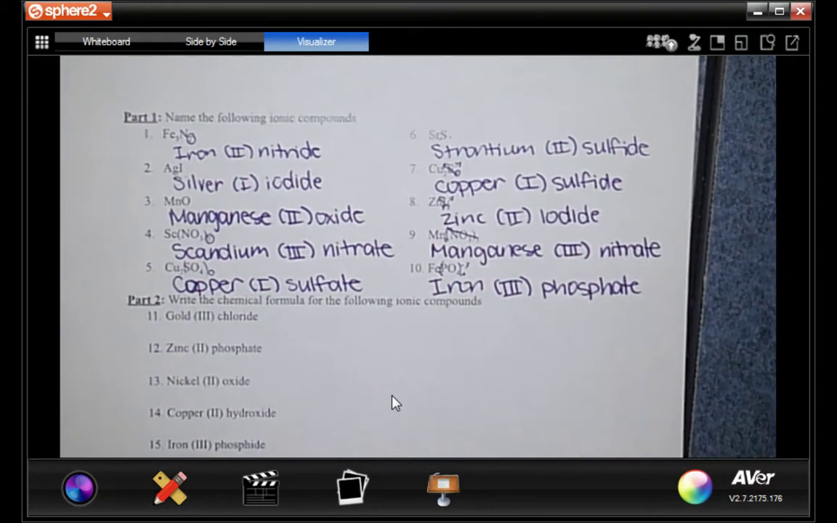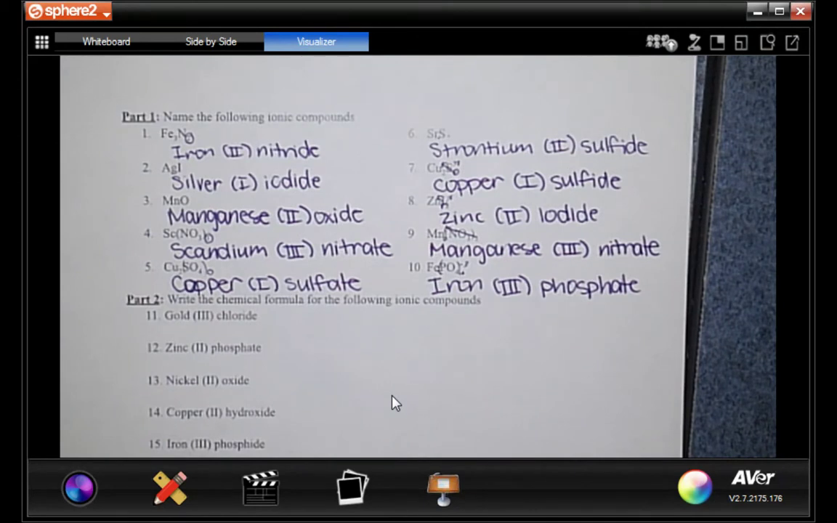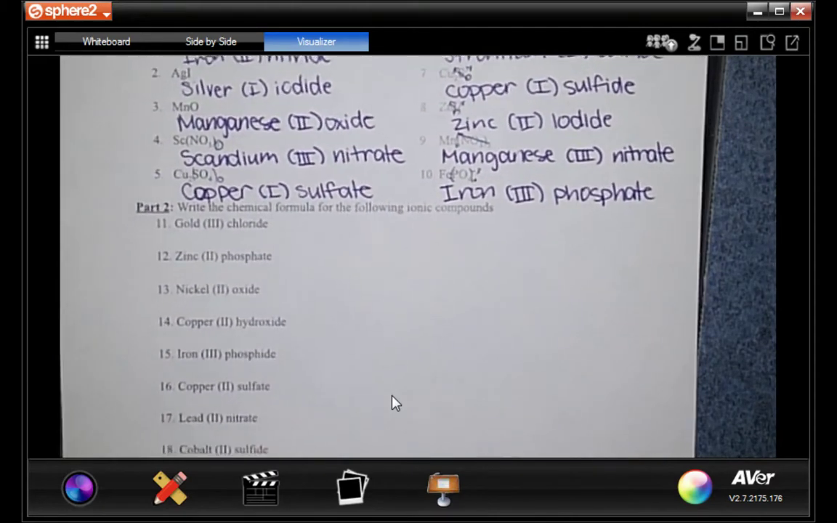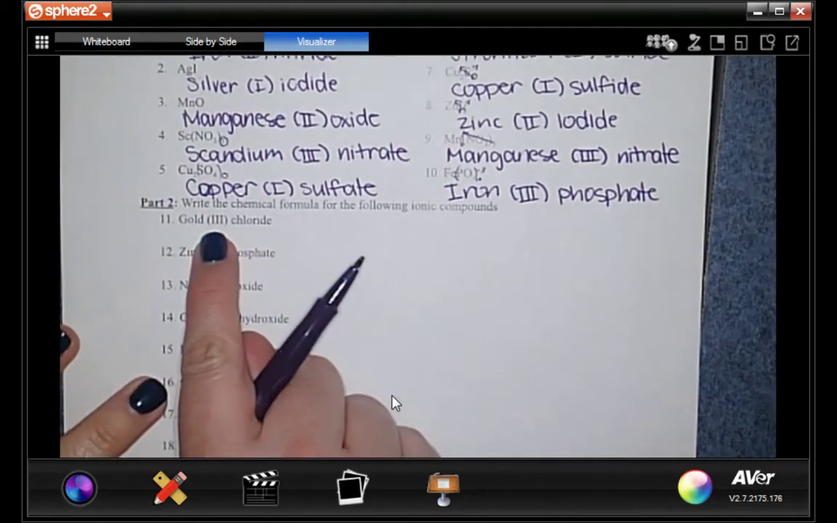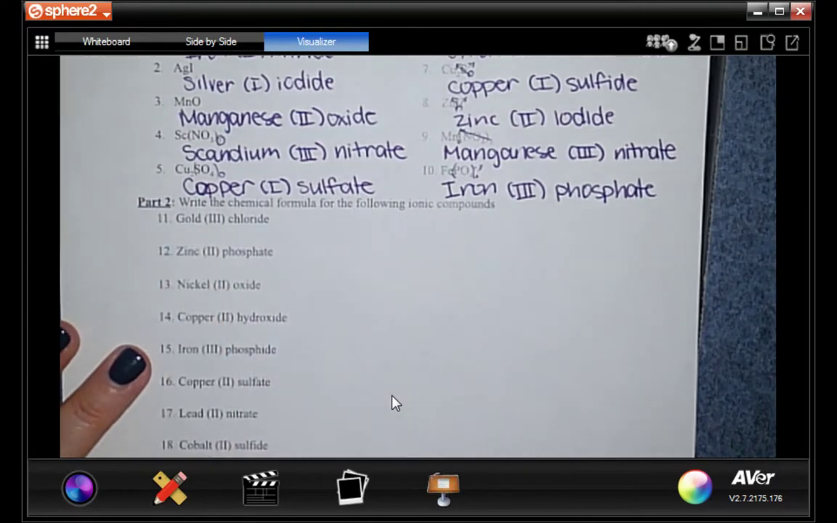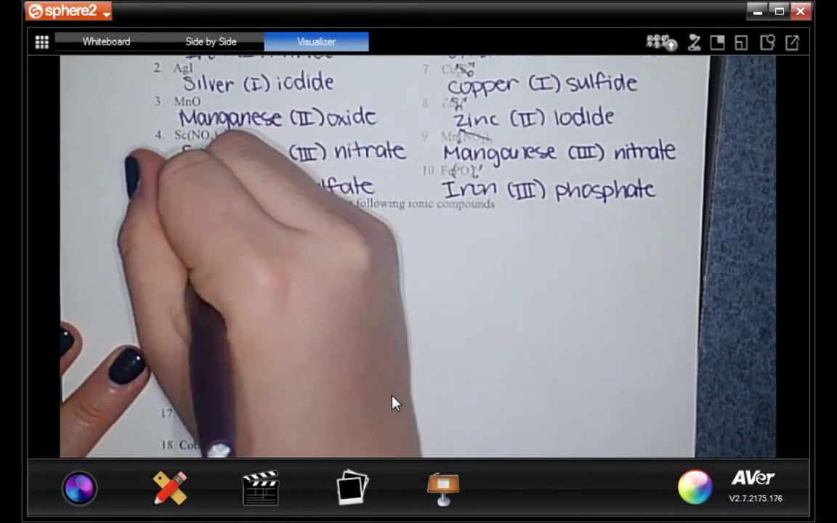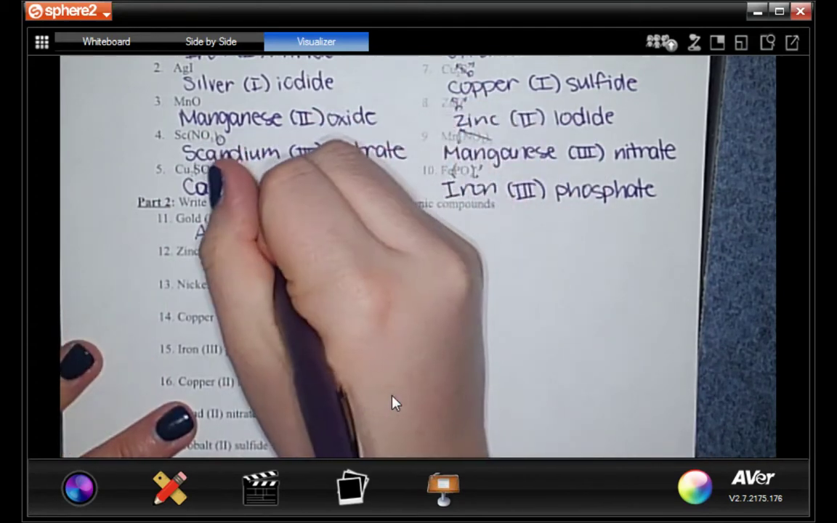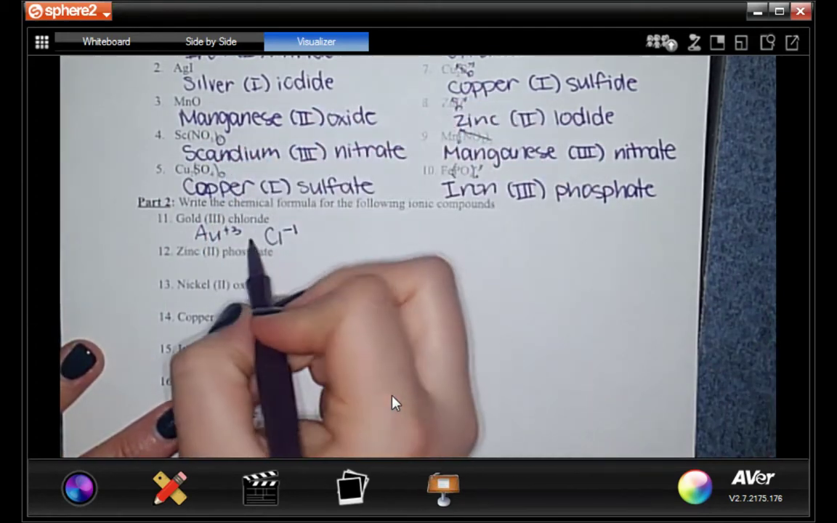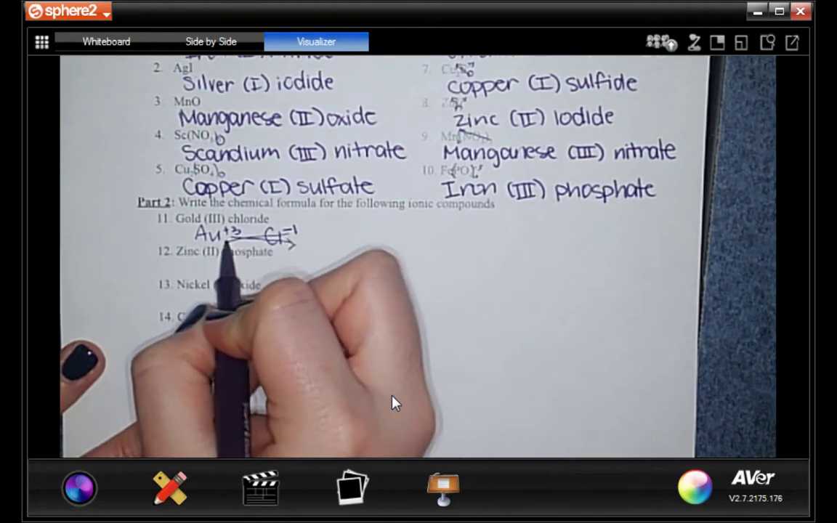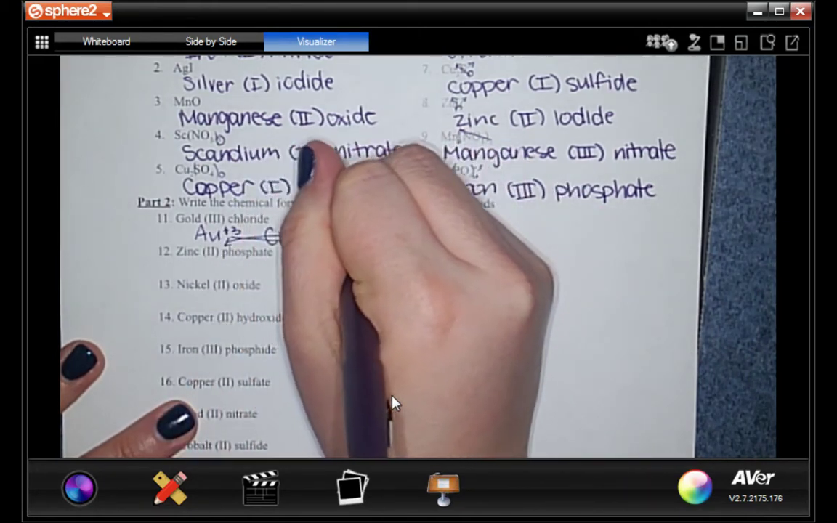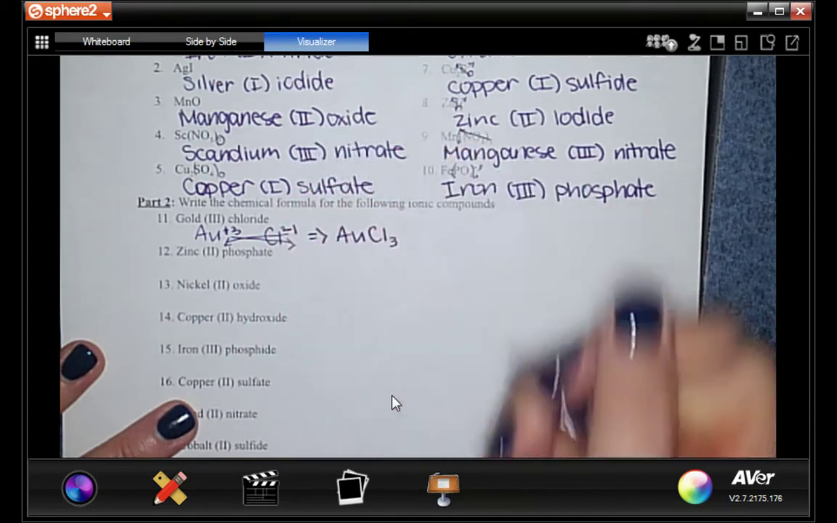Okay. Now we've got our part 2, which is the formula to the name. So this one means that you guys just have to pay attention to charges. Remember that the Roman numerals go with the charge of the metal. So gold is Au +3, and chloride is in group 17, so it has a -1 charge. So we can go ahead and crisscross, drop that plus and minus. So that would give us this as our answer.